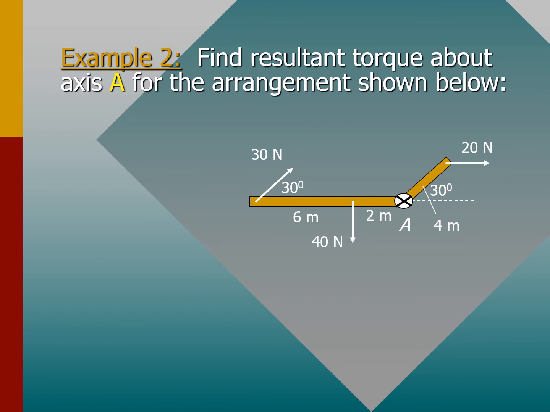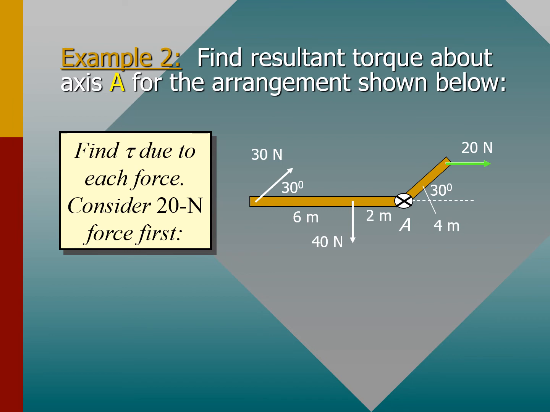Okay, find the resultant torque about A in the arrangement below. So it looks like we have 1, 2, 3 forces, so we're going to have 3 torques. Find the torque due to each force. Consider a 20 Newton force first. Okay, so 20 Newton force.